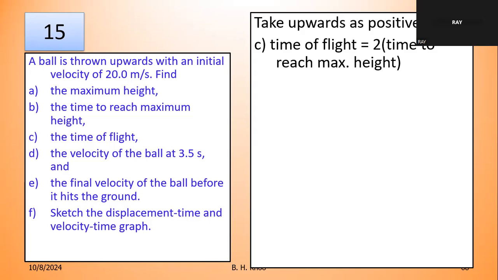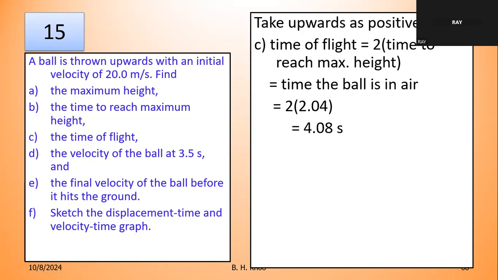How will you solve D? What formula to use? Oh, you mean C, is it? C we have done already. 2 times 2.04, which is double that, so it's 4.08 seconds. Normally the answer is two significant figures only, because of the 3.5 seconds.